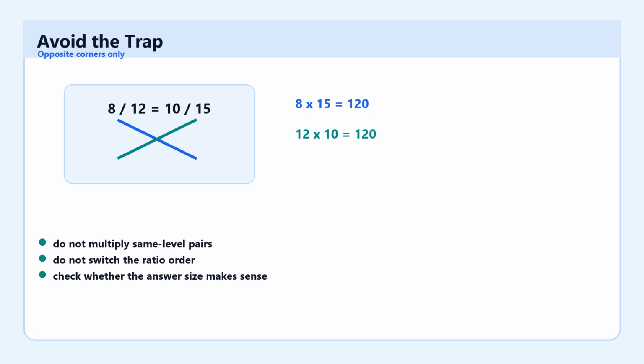After solving, ask whether the answer size makes sense. 20 minutes is 5 times 4 minutes, so the posters should be 5 times 3, which is 15. That quick sense check catches many mistakes.